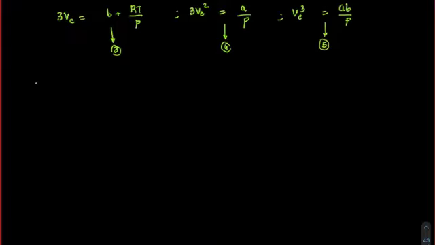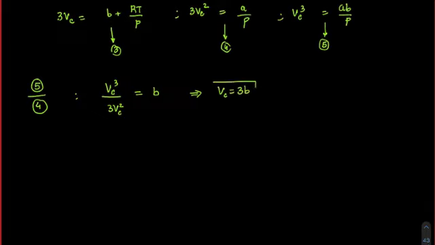If I divide equation 5 by equation 4, let's see what we get. We will get Vc cube divided by 3Vc square, and A by P will get cancelled. I will be left with only B, which means Vc is equal to 3 times B. So this is one important conclusion we got: the critical volume of a real gas will always be equal to 3 times its B value.